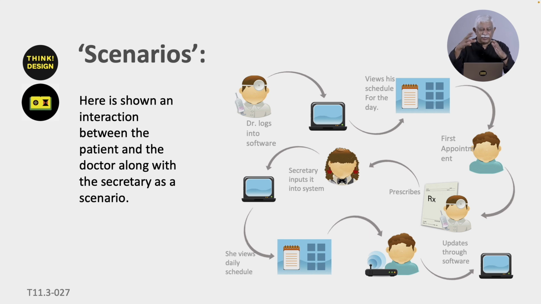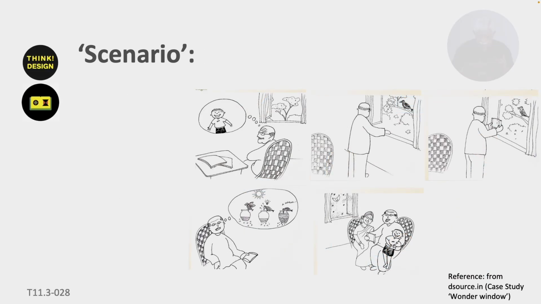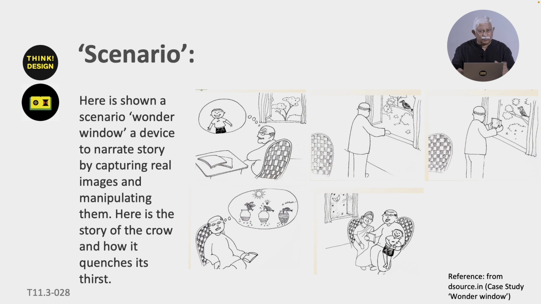Okay, and you can see through the arrows the direction in which the different activities are taking place. Here you can see that this was actually a scenario for a new device. It is called a wonder window, a device used by the elderly to narrate stories to children, which is again a favorite pastime for the elderly.